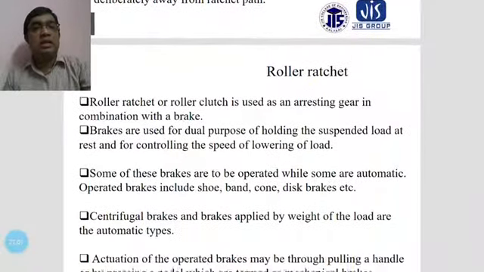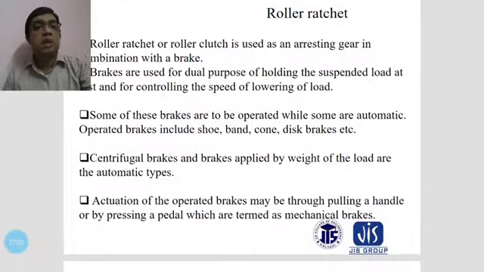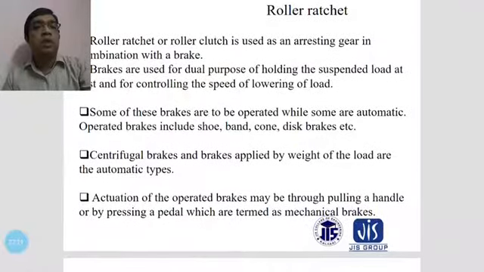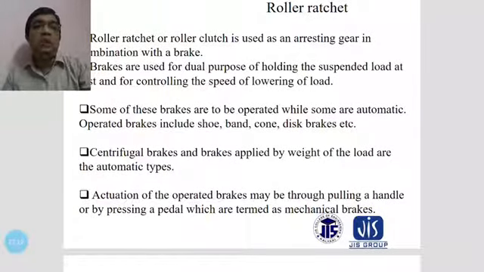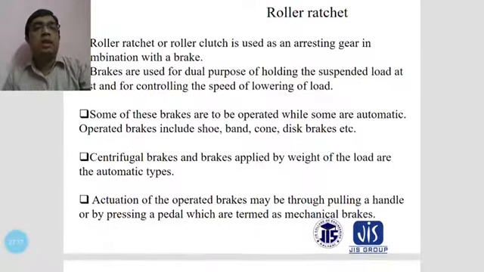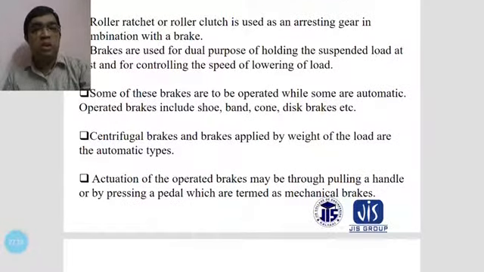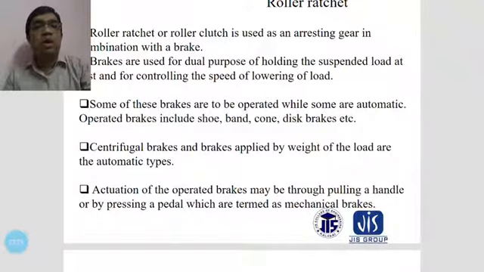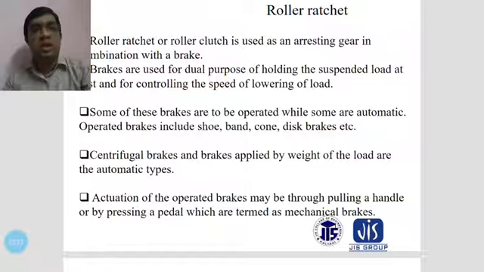And another thing is the roller ratchets. The roller ratchet is used as an arresting gear in combination with the brakes, and the brakes are used for the dual purpose of holding the suspended load at rest and for controlling the speed of lowering of the loads. And basically this will be the controlling of speeds, like how you have to control the speed when the roller ratchet is used. And this will transfer the materials from one place to another. Then also this will be required for the speed control.